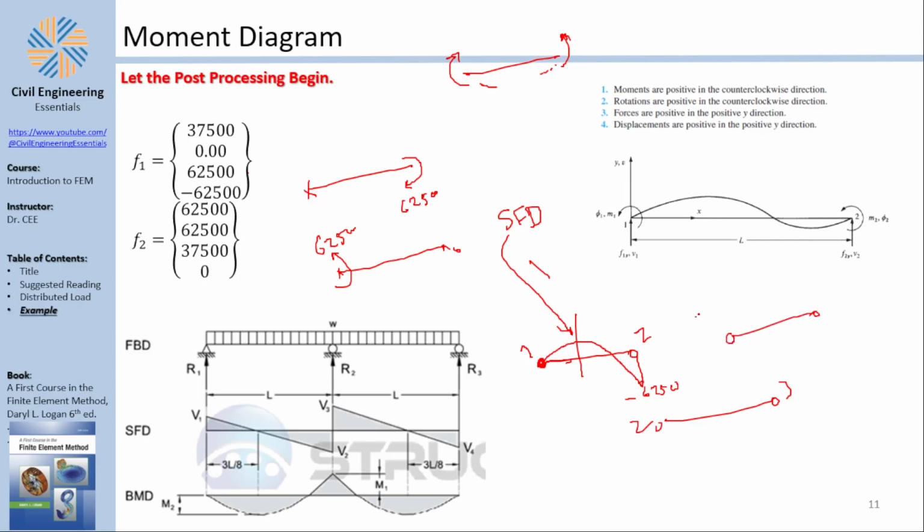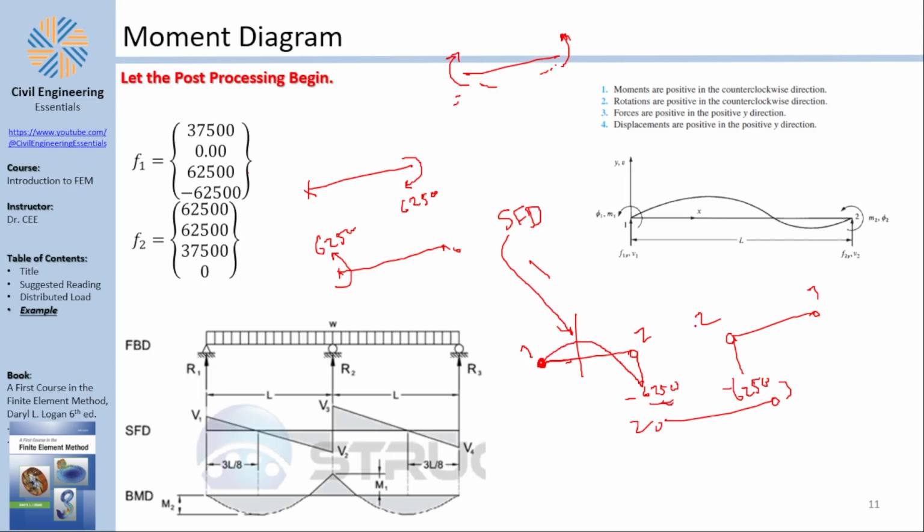If you go to span number 2, you have node 2 and 3. Take a look at the moments in span 2. This is counterclockwise, but we know that it's clockwise positive on the left side, so you have negative 62500. And by the way, this and the shear are equal.